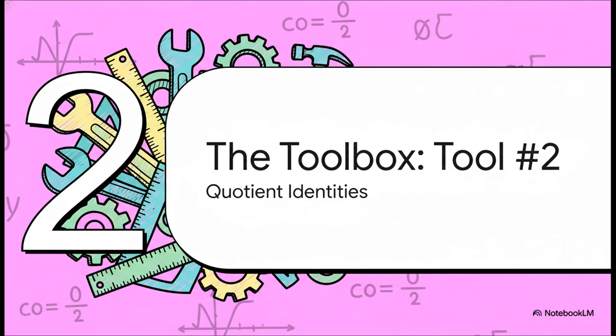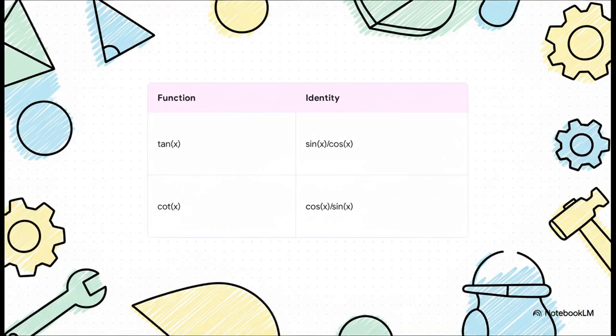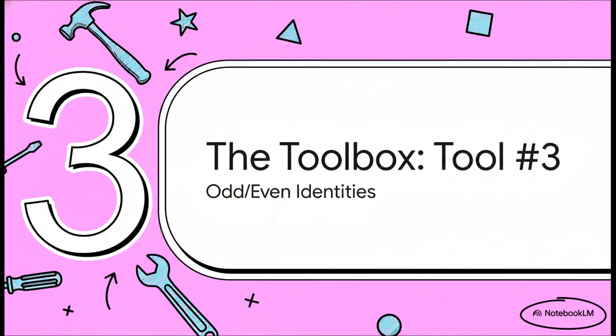Okay, next up, let's add the quotient identities to our kit. These are really cool because they show us how the functions are all related to each other. Specifically, how we can define tangent and cotangent in a whole new way. Now, this right here is a huge one. Tangent is simply sine divided by cosine. And since cotangent is just its reciprocal, it's cosine divided by sine. Honestly, this is a game-changing strategy. A lot of the time, when you're stuck on a problem, the best first move is to turn everything into sines and cosines.